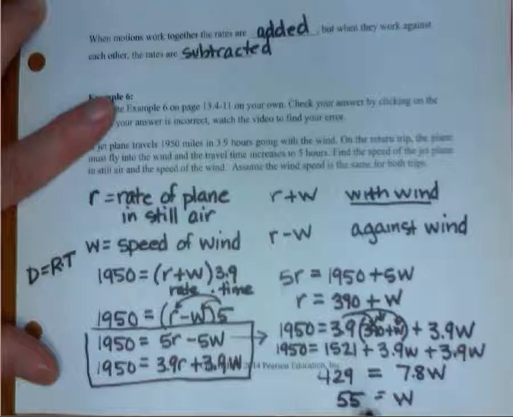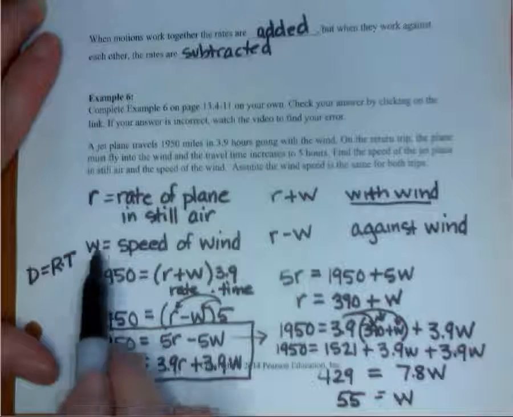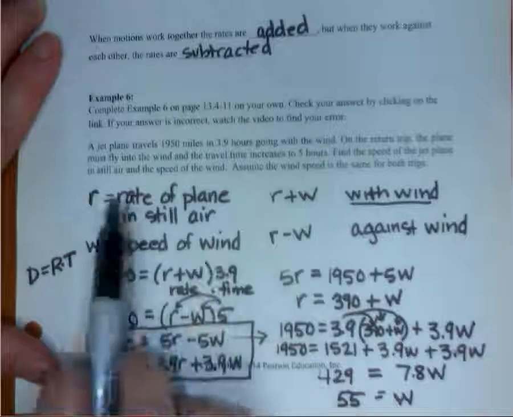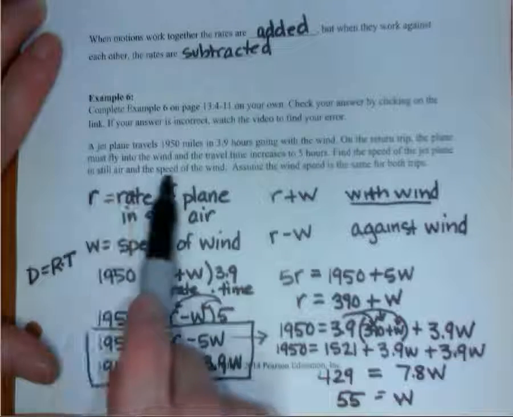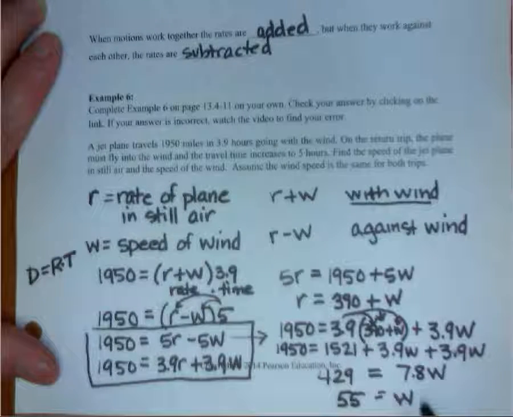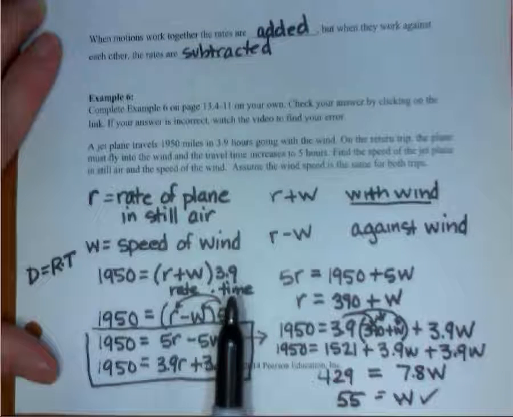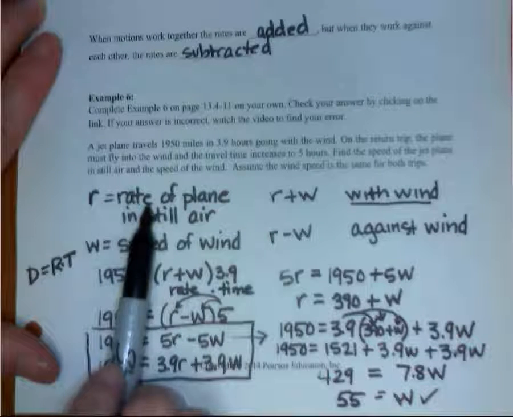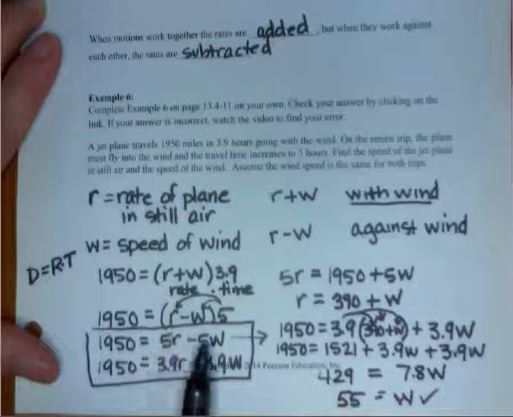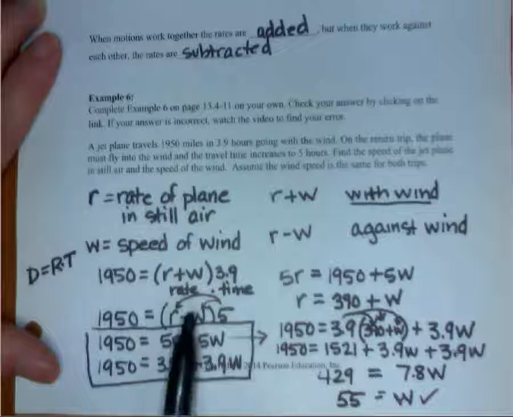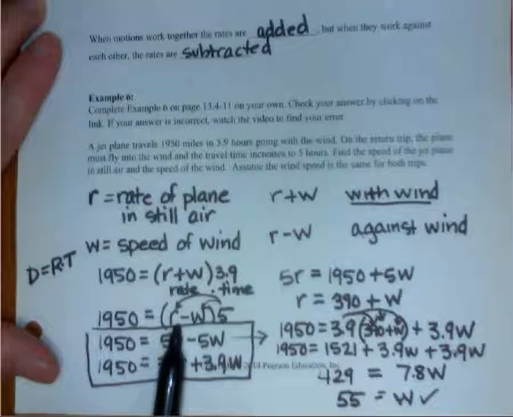Now we go back and remember what we set W equal to, which was the speed of the wind. So that's the one thing we found. We were asked to find the speed of the plane in still air and the speed of the wind. So we did speed of wind. Now to get the speed of the jet plane in still air, that's R.